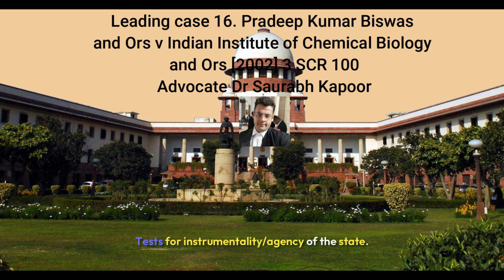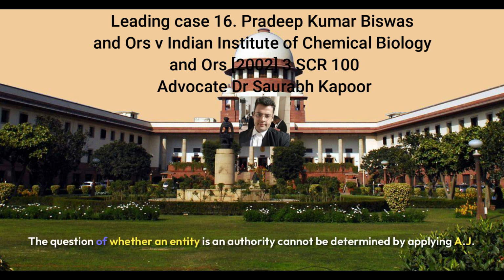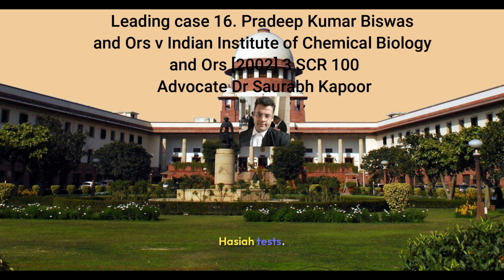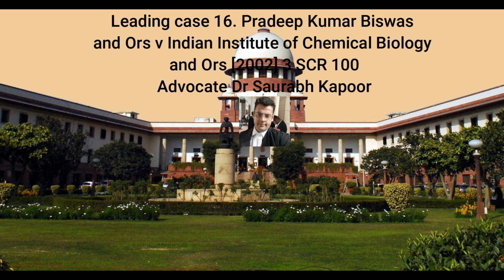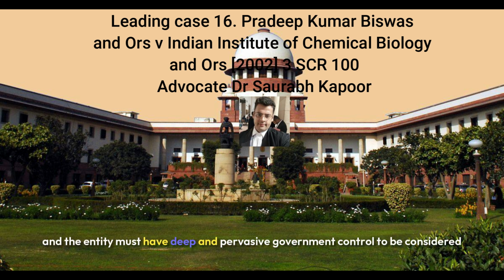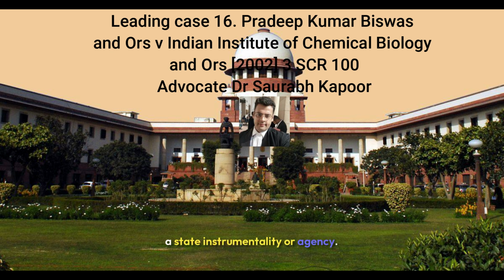9. Tests for instrumentality/agency of the state. The question of whether an entity is an authority cannot be determined by applying A.J. tests. The tests are relevant for determining if an entity is an instrumentality or agency of the state, but not all tests need to be positive to qualify. The real source of governing power must be identified, and the entity must have deep and pervasive government control to be considered a state instrumentality or agency.